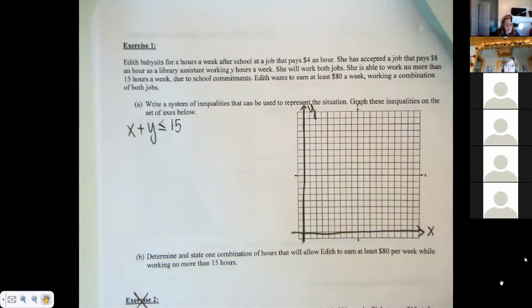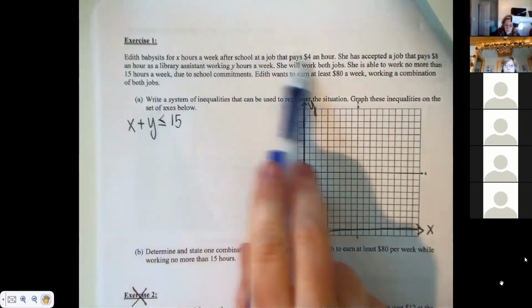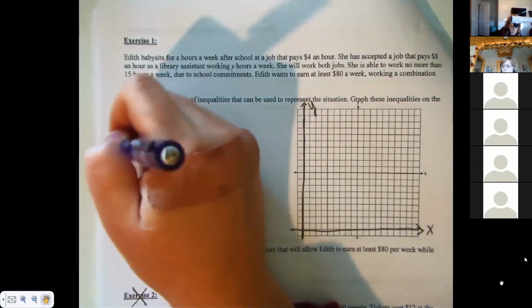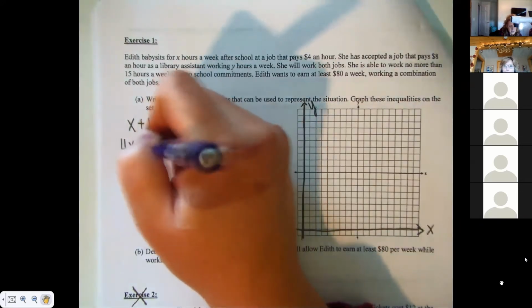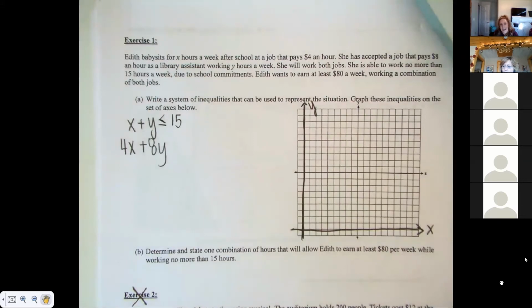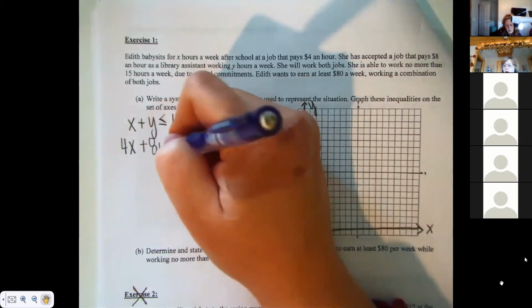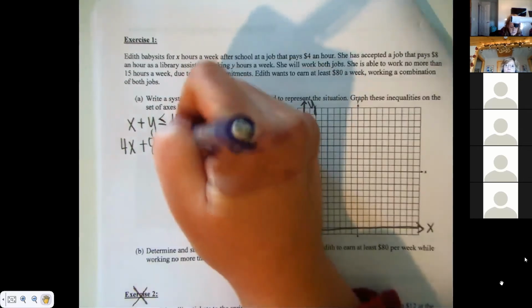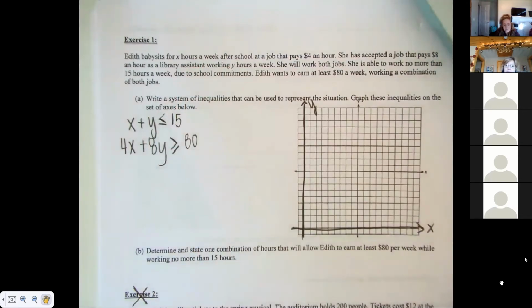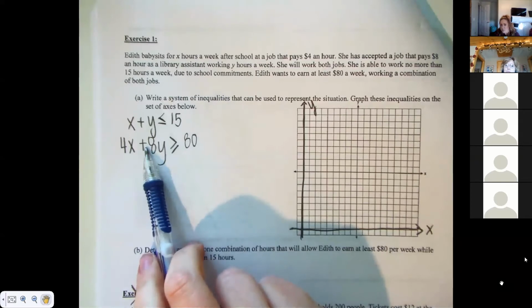So Edith, she works x babysitting, $4. Okay, so that means I have 4x, and as a library assistant, 8y, okay? And just logically, of course, she wants to earn more than $80 a week. So she wants to earn at least 80. But if they said, you want to know what, Edith, I'll give you $150, she's not going to say no. So she wants at least, for whatever she's working, she wants more than $80. Okay, write a system. Done.